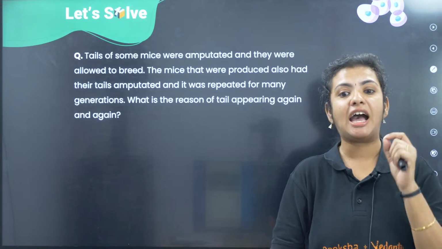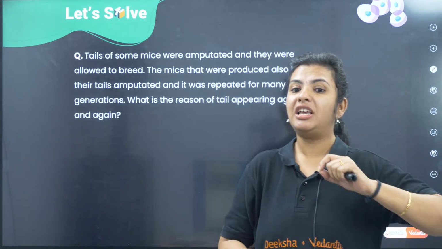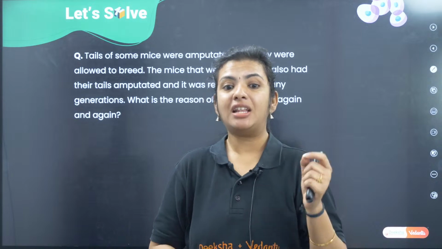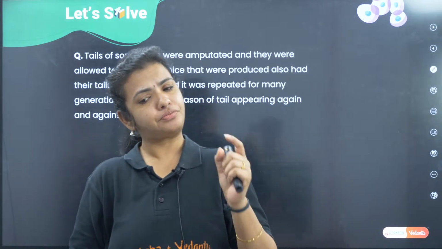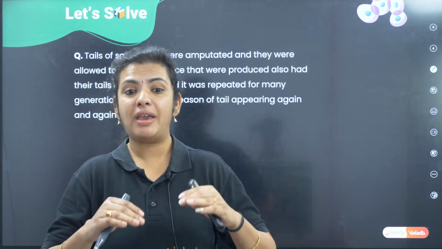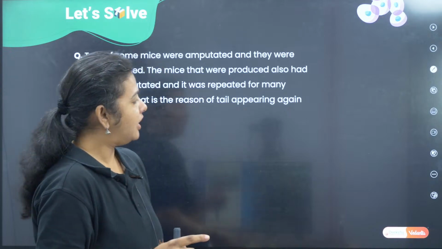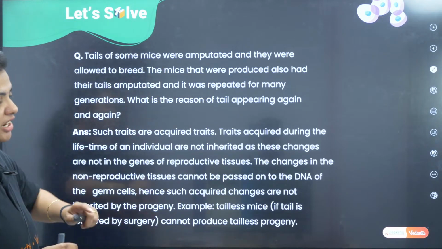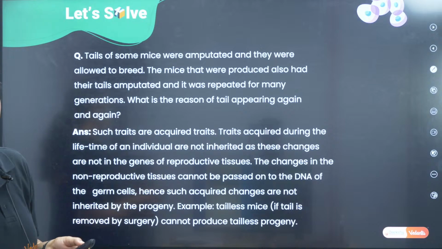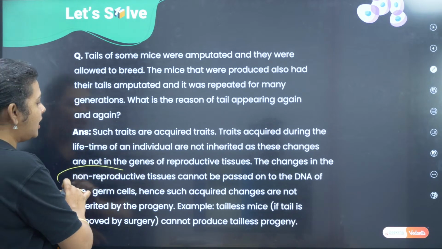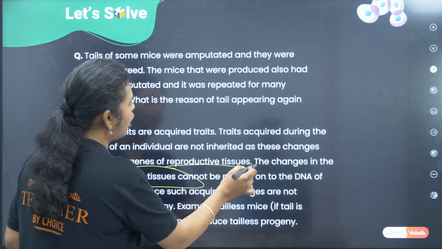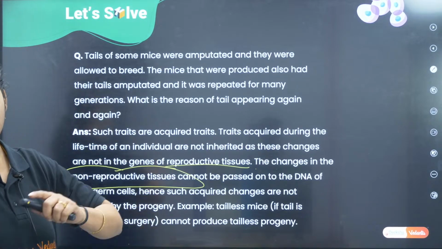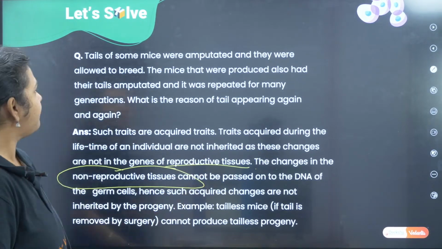So only the allosomes or sex chromosomes, if they have been changed, then they will give birth to individuals based on the change. Otherwise, if it is the vegetative parts, it is not going to make a change. Okay, so they are not a part of the reproductive system. It is a non-reproductive tissue. So there is no change in the DNA.